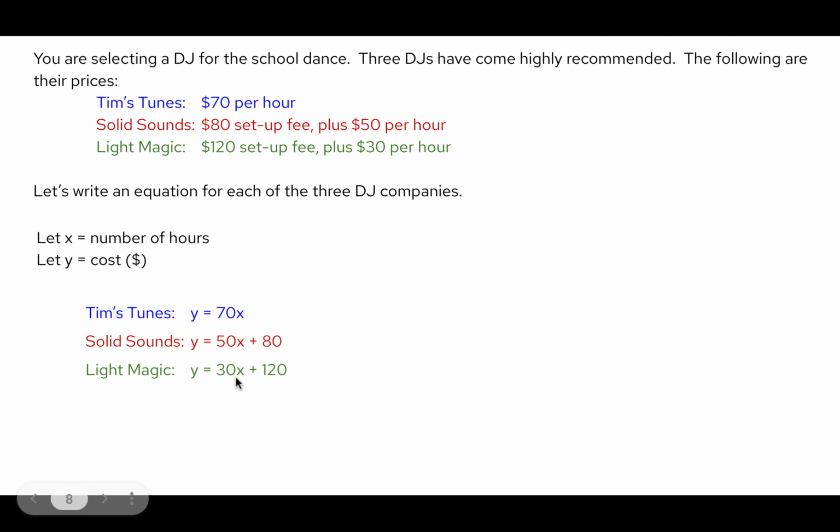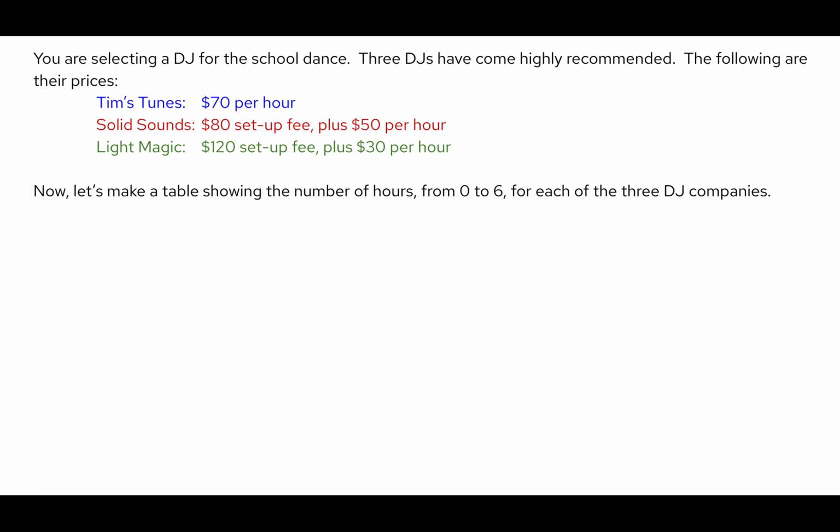Now let's make a table showing the number of hours. I used 0 to 6 because I figured my dance is probably not going to be longer than 6 hours. So here's my table. Notice that on the left part of my table, this left column, it's always my independent variable or my x. This time it's time in hours. My y is my dependent variable, or the vertical line, and that's going to be the cost in dollars.